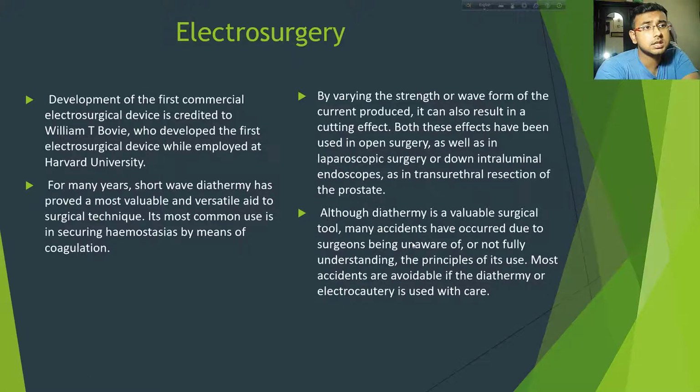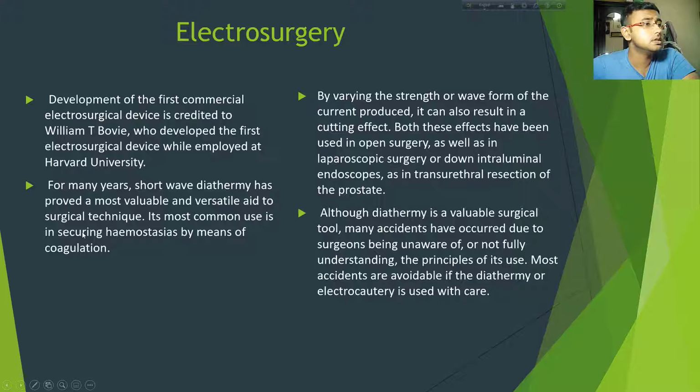So, electrosurgery. Now, it is a different branch of surgery where electrical energy is used in the surgical field, since the development of the first commercial electrosurgical devices, by William T. Bovie, who developed the first electrosurgical device at Harvard University. For many years, surgical diathermy has proved a most valuable and versatile aid to surgical techniques.